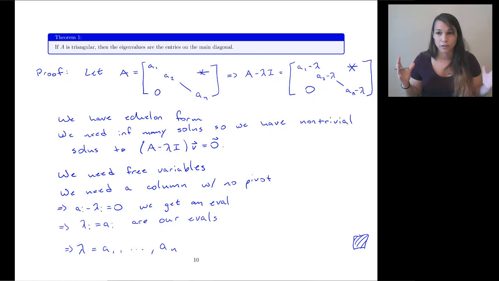This is a very special case, of course, for finding eigenvalues. And we're going to go into the general case next time.